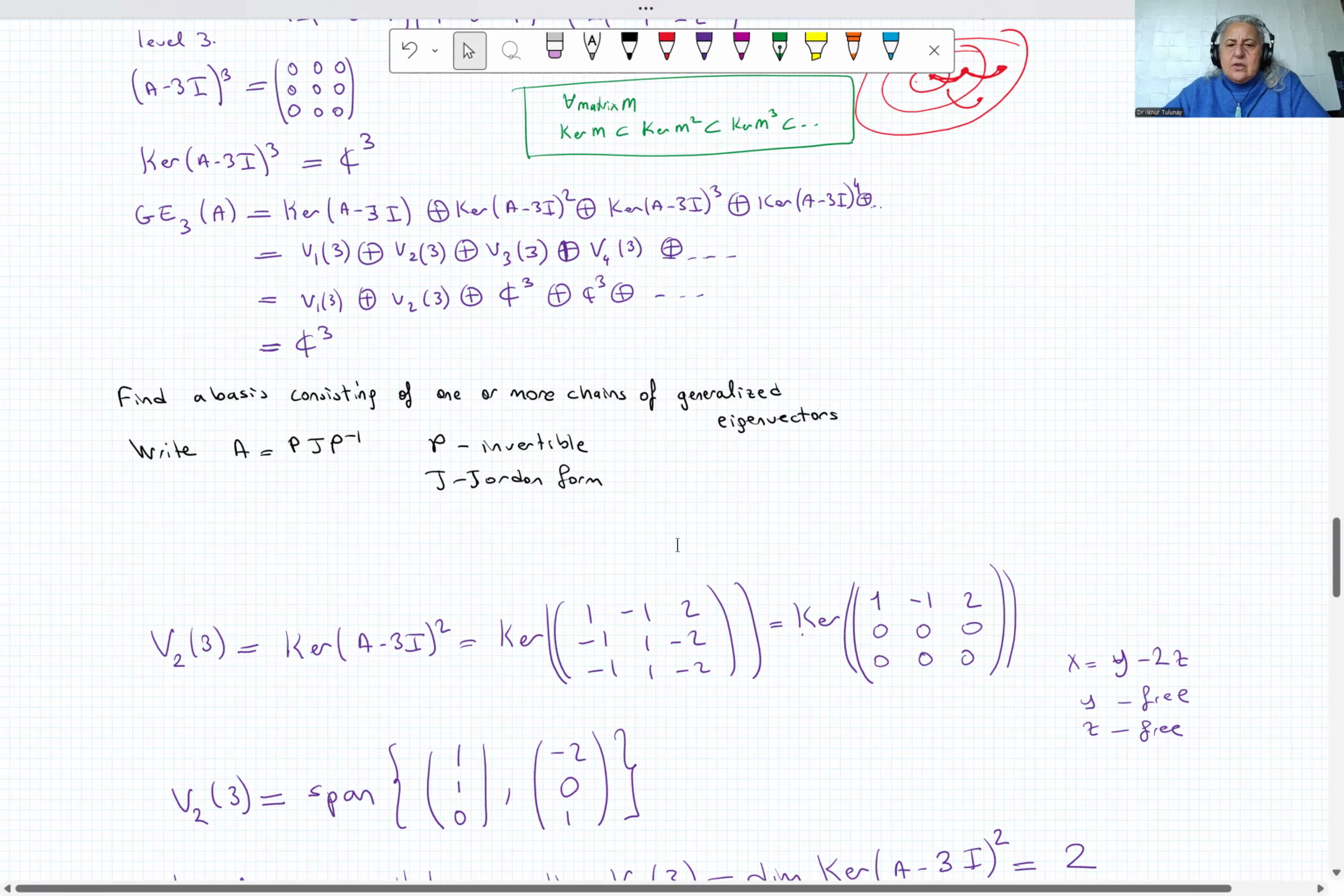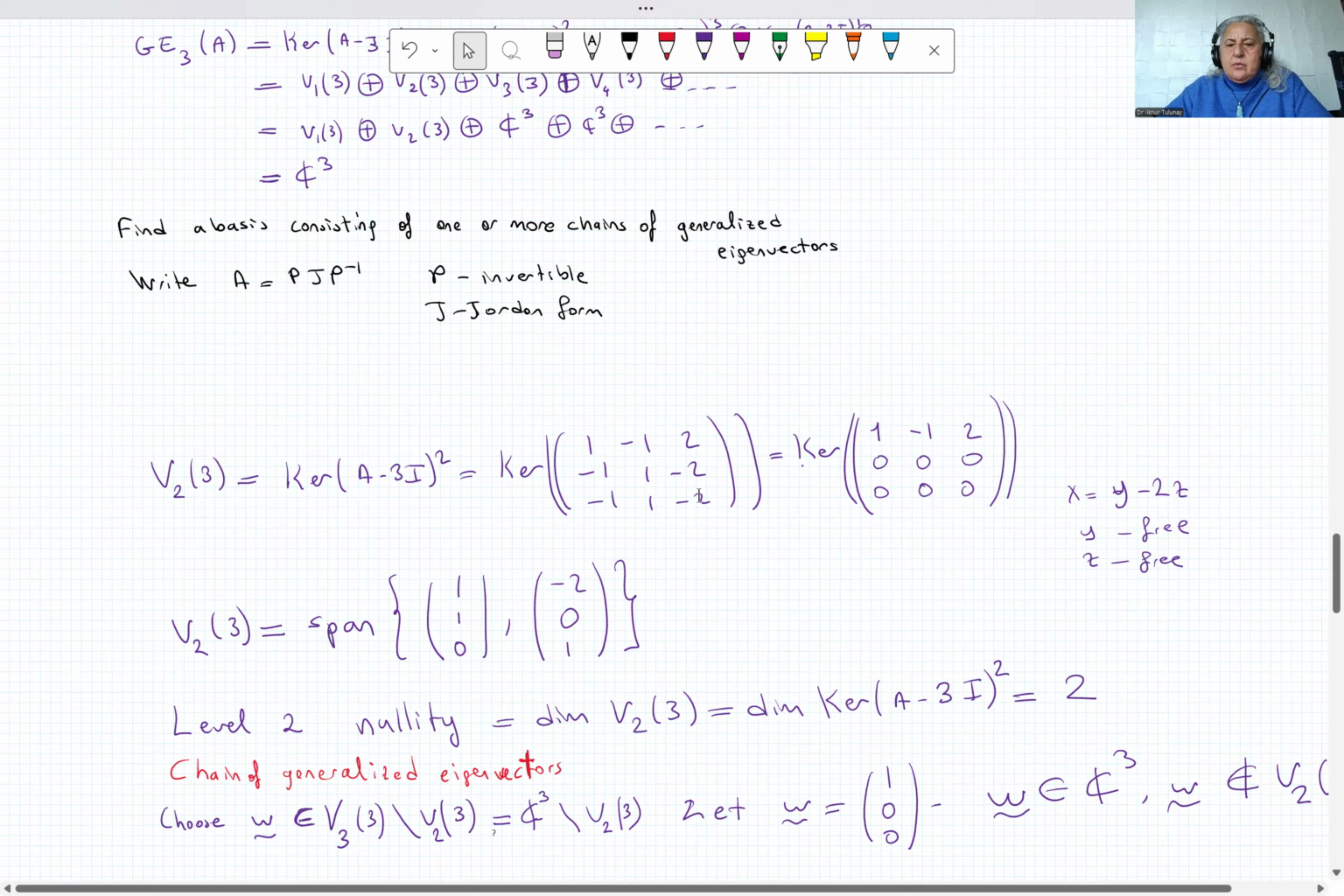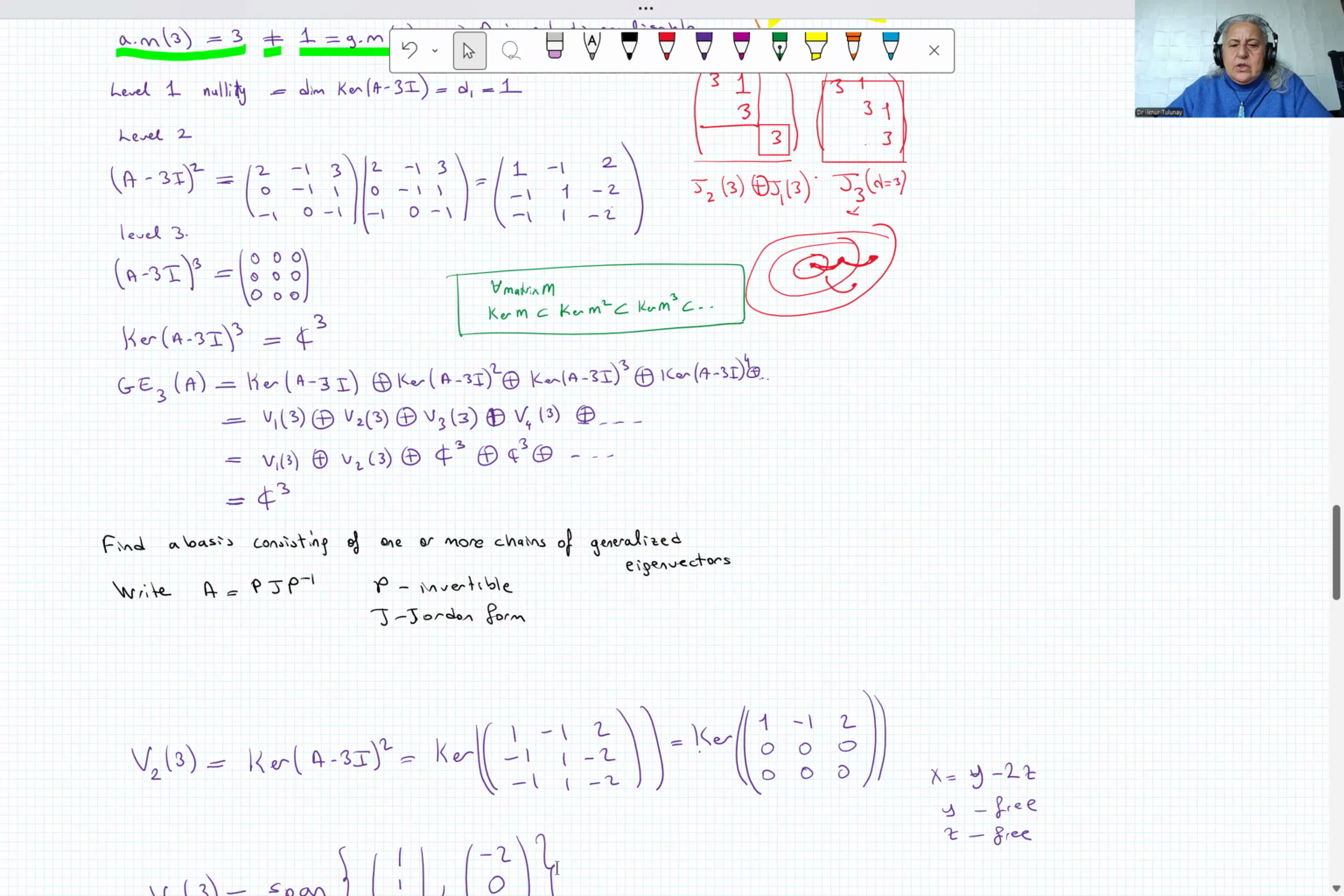So, for k equal to 2, we need to calculate the basis of this vector space, V2. So that's the kernel space. And we take the square, as we calculated before, which was this matrix. So we would like to calculate the kernel of this matrix. It is pretty straightforward to see the reduced row echelon form.